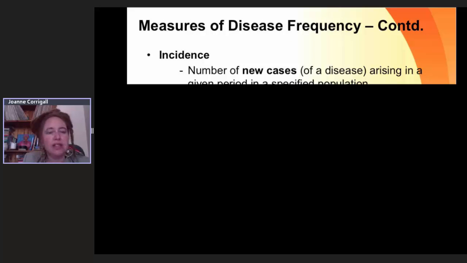Then we have a look at incidence. So this is different to prevalence. Prevalence is the number of existing cases. Incidence is the number of new cases of a disease arising in a given period in a specified population. So again, the period of time you're looking at is important, as well as how you're defining your population.